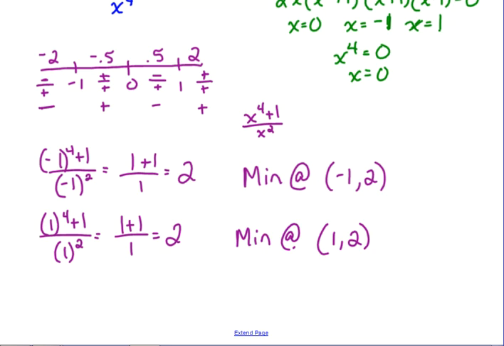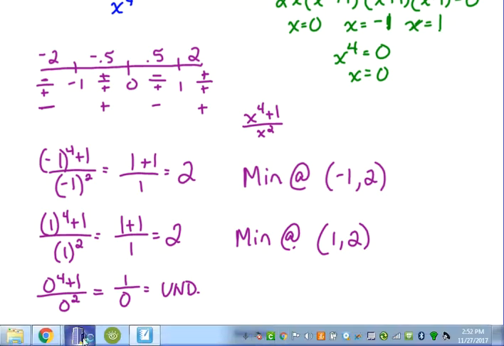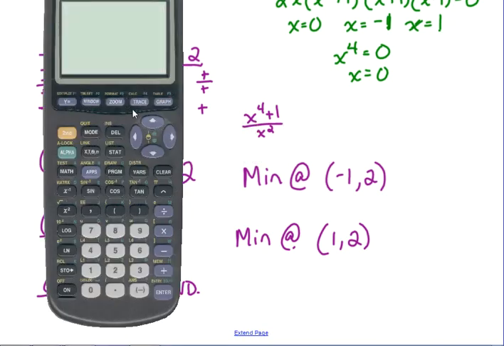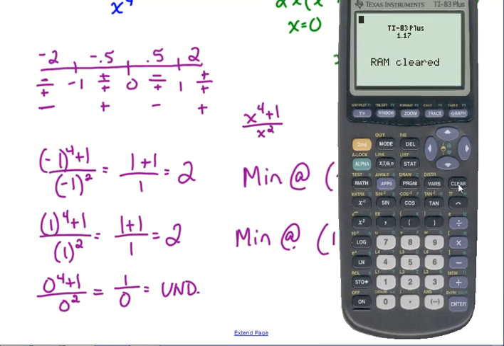So this seems a little strange. I haven't checked 0 yet. When I plug in 0, 0 to the fourth plus 1, I get 0 in the denominator. That's undefined. So even though 0 is a critical number, it does not produce a maximum or a minimum. Let's look at the graph of this just to make sure that we've got everything right while we're in the learning stages here. You would have to do this without a calculator on the exam, but we're just trying to make sure that we've got this down pat.